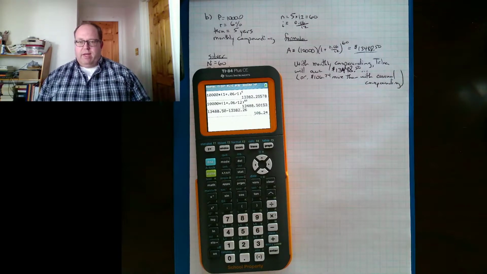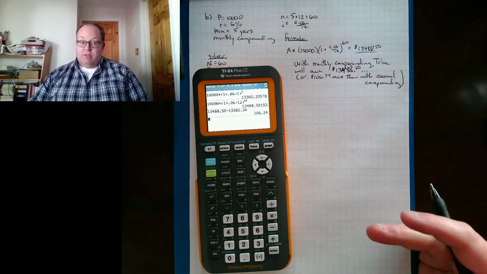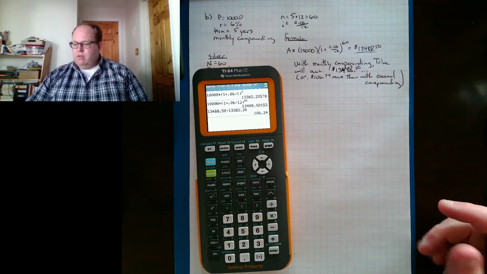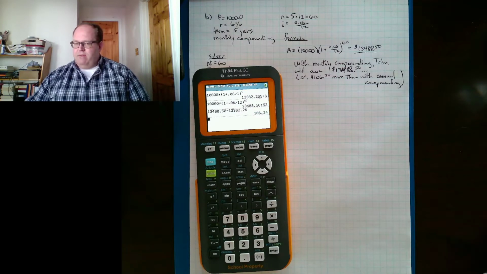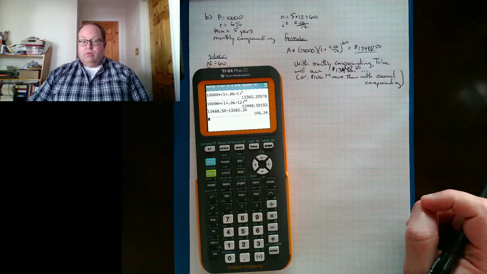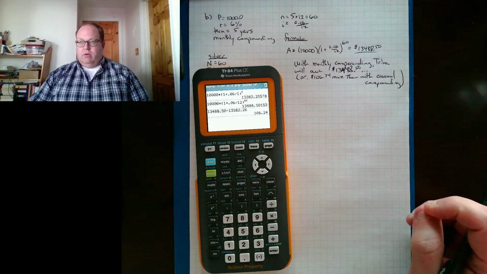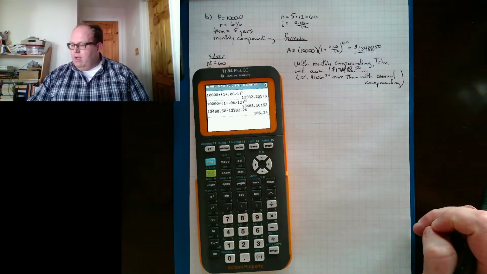So it's worth pointing out that the more compounding periods you get on an investment, the better for you. The more compounding periods you have in a debt is worse, which is why you don't often see loans through institutions being compounded annually. Usually they'll talk about them being compounded monthly or less so. Okay.